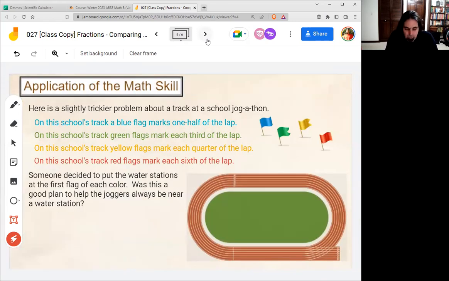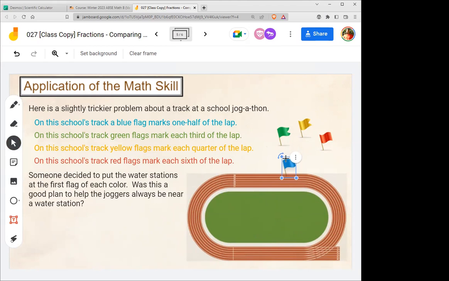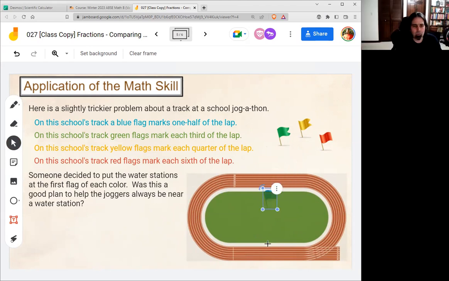Here's a challenge problem. We can talk about this on Thursday if you want, but we're not going to do it now. There is a school that's having a race. So we're going to start here and race around the track. A blue flag will mark half of the lap. So where should I put my blue flag? Like in the middle? Like there or there? In the middle of the field doesn't really help me.